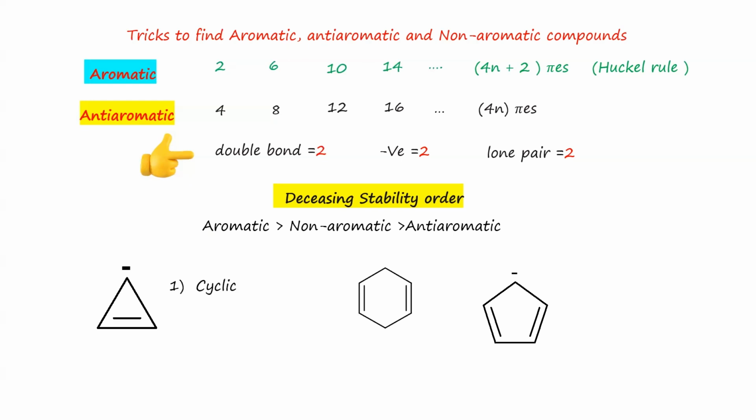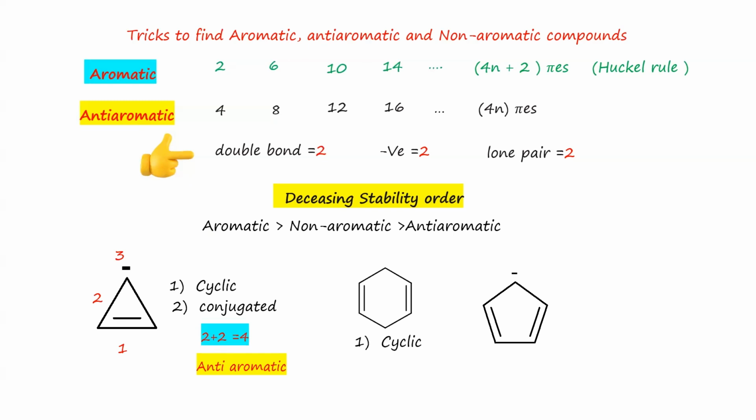First, it is a cyclic compound. Double bond, single bond, negative charge, there is a conjugated system. There is one double bond and a negative charge. So 2 plus 2 is equal to 4. Means it is an example of anti-aromatic.